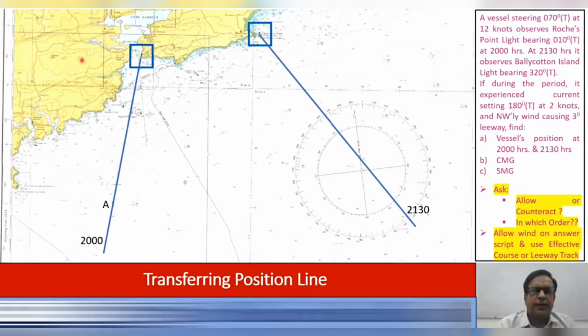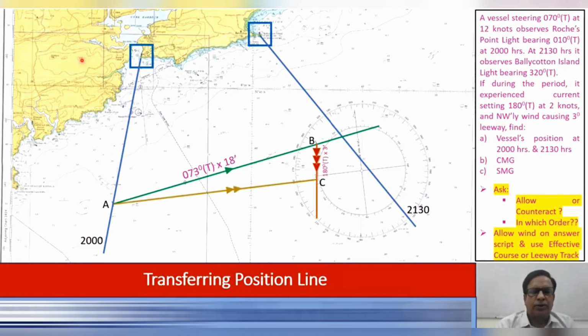Now what do we draw through A? The effective course of 073. How many arrows do we represent it with? Single arrow. What will be the magnitude of this vector? Distance for 1.5 hours, 18 miles. Cut that off and we get point B. Now because it is 073, the wind is already allowed for. Now we allow for current for 1.5 hours, so we draw the current at B, represented by 3 arrows. Drift in 1.5 hours at 2 knots will be 3 miles. We get point C, 180 degrees, 3 miles from B.